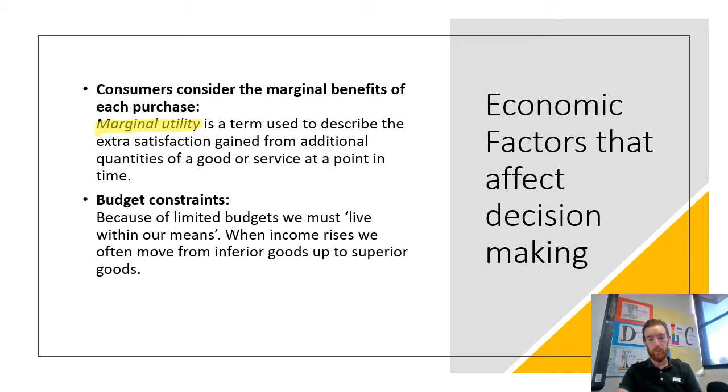We also look at budget constraints. Because of limited budgets, we must live within our means. So when income rises, we often move from inferior goods up to superior goods. Often if you get a pay rise or fall into more money, rather than just buying whatever's the cheapest, you might buy whatever you enjoy the most. Therefore, we're always going to act within whatever budget we have.